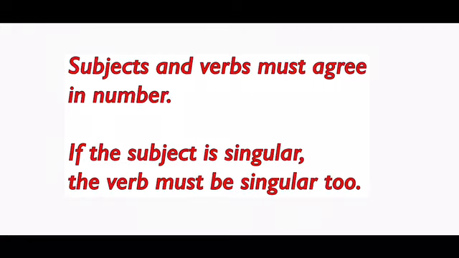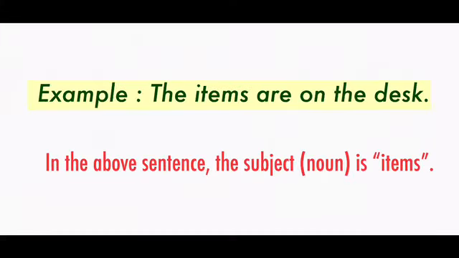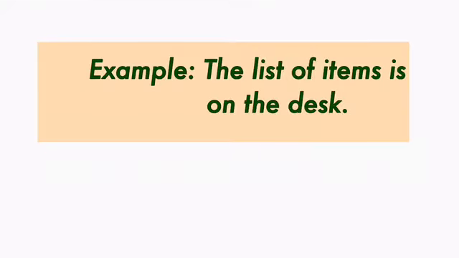Take a look at this example. The items are on the desk. Here the noun or the subject is items, so it is followed by the verb are. But in the next example, the noun is list, so it is followed by the verb is. Here list is the subject, that is why the verb is in the singular form is.